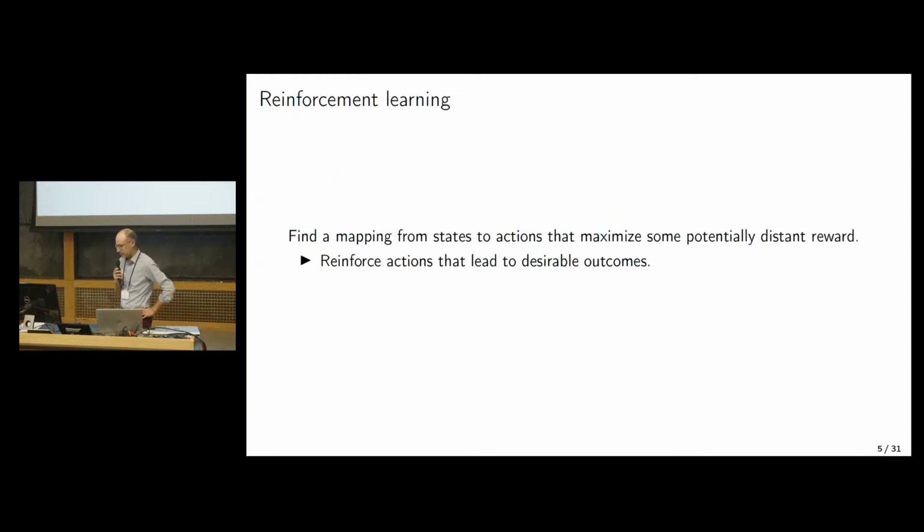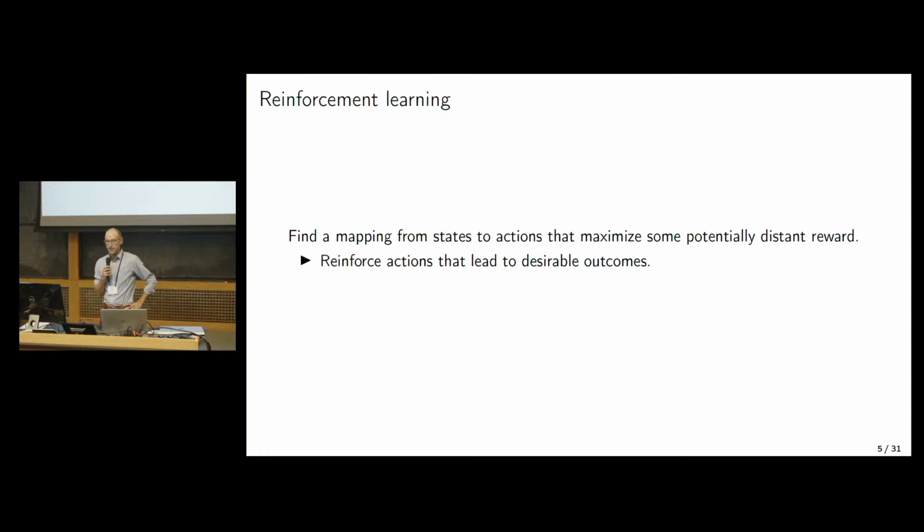So the set of tools that we're going to use to solve this problem are broadly called reinforcement learning algorithms, and they're designed to find a mapping from some state of the world to an action that maximizes a potentially distant reward. Many of you know how reinforcement learning has been used to play chess. In chess, the state is the board position, the action is a move, and you want to take a move to maximize your chances of winning.